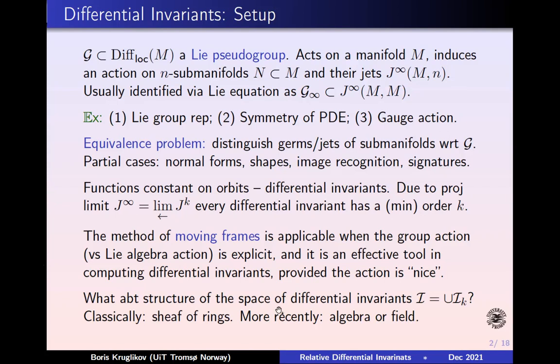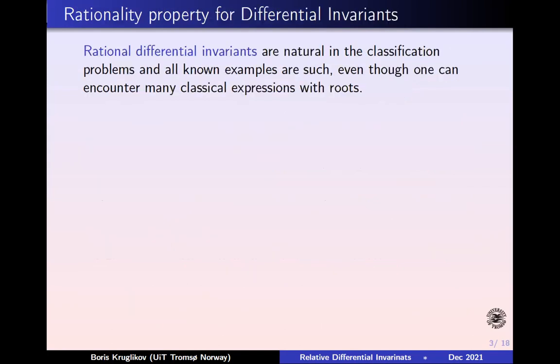What about the structure of the space of differential invariants? Classically, people consider it locally, or even what we call micro-locally, that is, in open sets in jets, which can be non-G-invariant. But recently, the global picture was constructed, and these form an algebra field. With this picture, the more natural approach is to consider rational differential invariants.